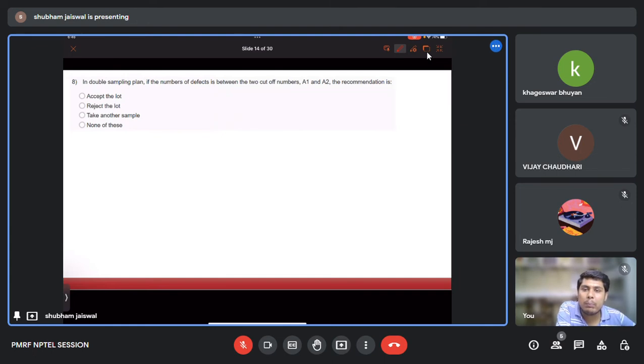In a double sampling plan, if the number of defects is between the two cutoff numbers A1 and A2, the recommendation is: accept the lot, reject the lot, take another sample, or none of these. So what will you do? If I tell you to use a double sampling plan, give you the limits A1 and A2 and the sample, and ask you to conclude whether to accept the lot, reject the lot or take another sample, what will you do?